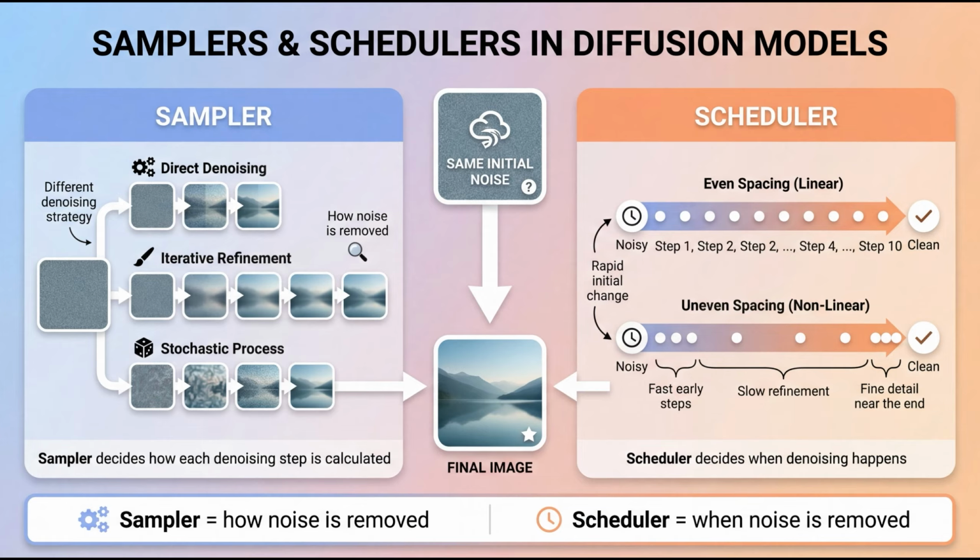So the key idea here is scheduler controls when noise is removed. Or simply, scheduler equals when noise is removed. Sampler and scheduler always work together. You never choose one without the other. The sampler chooses the denoising method. The scheduler chooses the timing of that denoising. The same noise, plus a different sampler or a different scheduler, can produce different results.